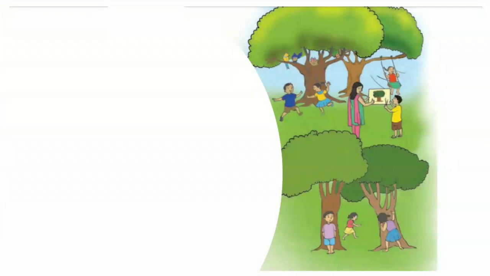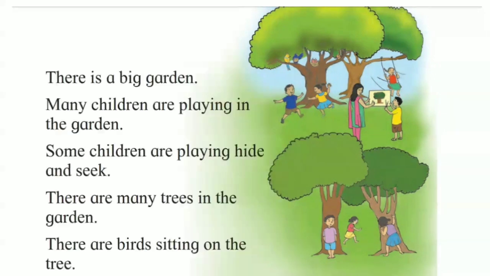Now look at this picture carefully. This is the picture of a garden. What are the children doing behind the tree? Yes, they are playing a game called hide and seek. In Hindi, we say it as Lapa Chupi. And you can see there are some children playing with each other and there are some birds. So let's start describing it.